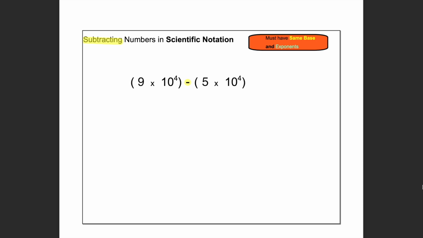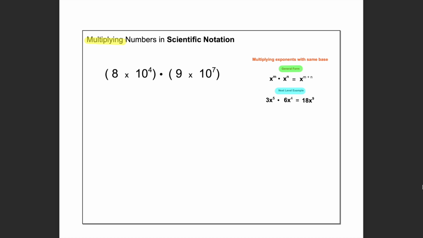Subtracting works exactly the same way. You need the same base and the same exponent. We've got 10 for the base and 4 for the exponent. And so we subtract the coefficients. So 9 minus 5 is 4 times 10 to the 4th. Again, the base and the exponents do not change. So we've got 4 times 10 to the 4th. Quick check, is 4 between 1 and 10? Yes. So we're done. That's all we have to do for this one.